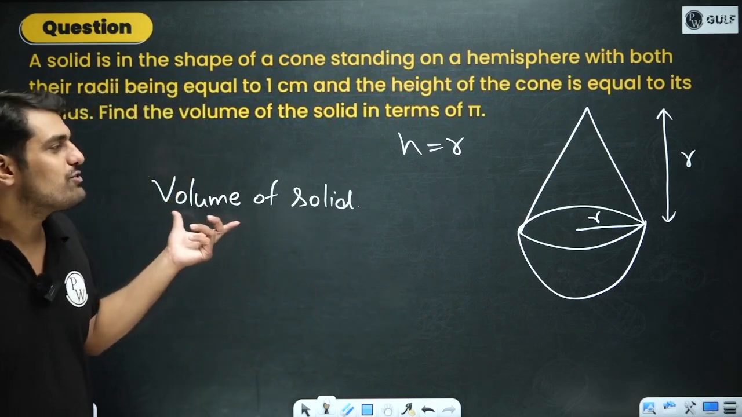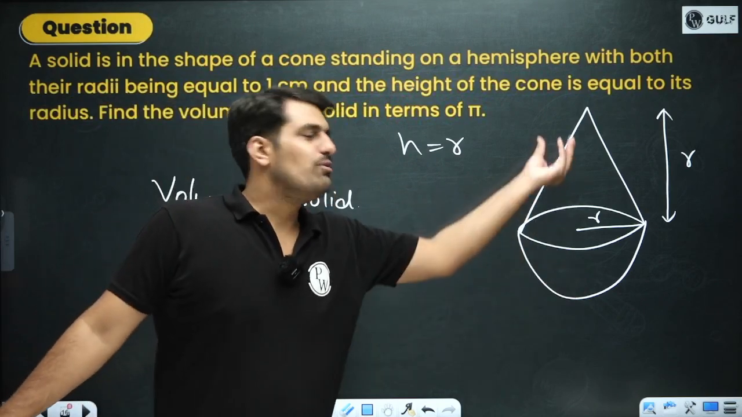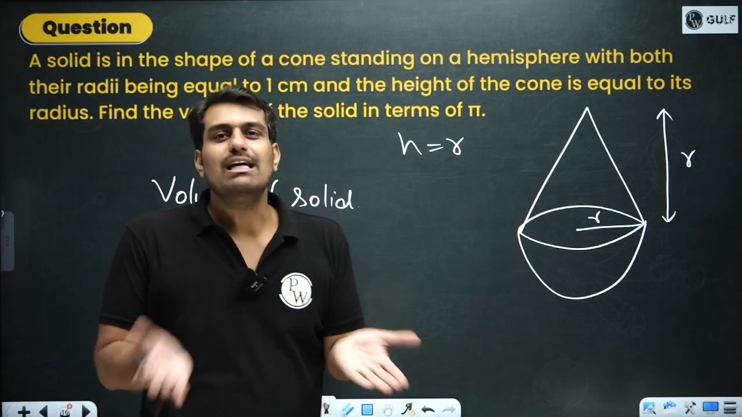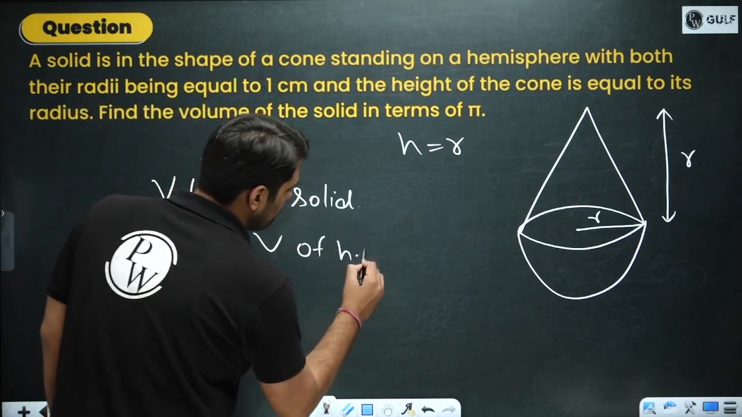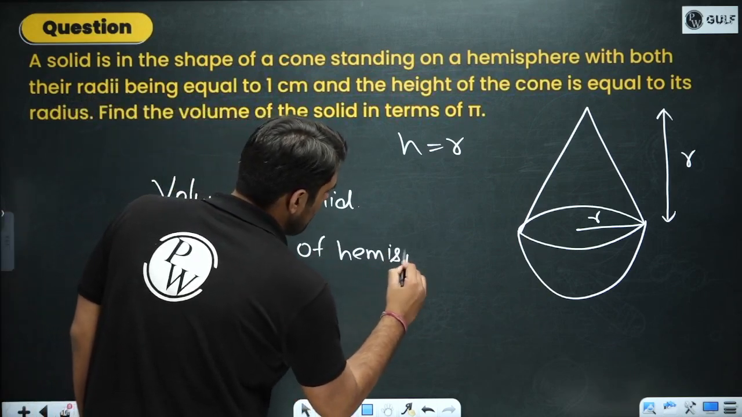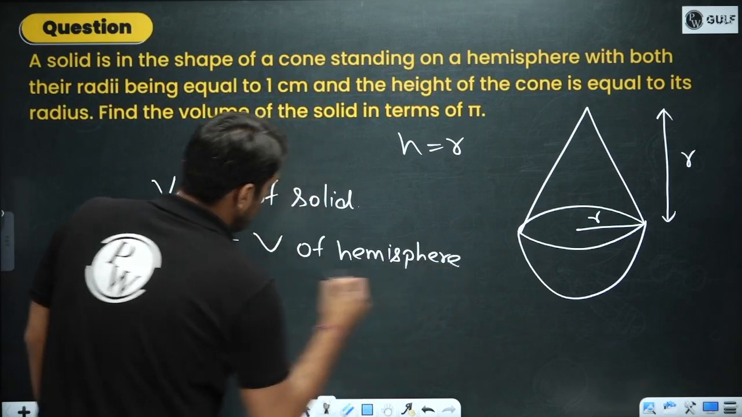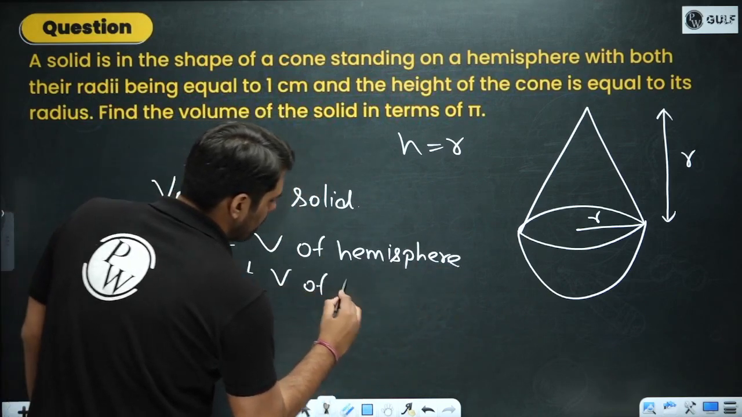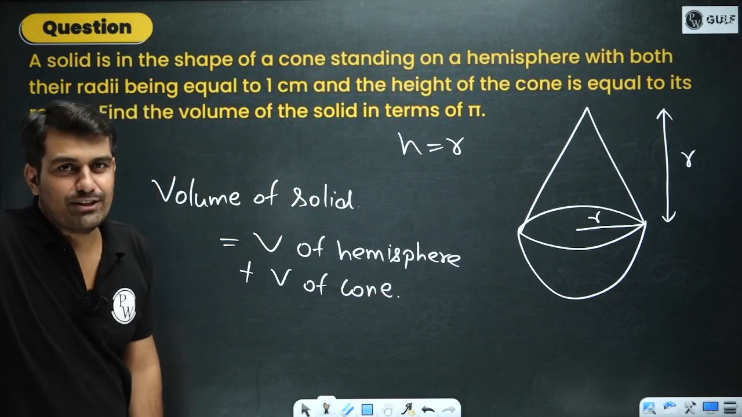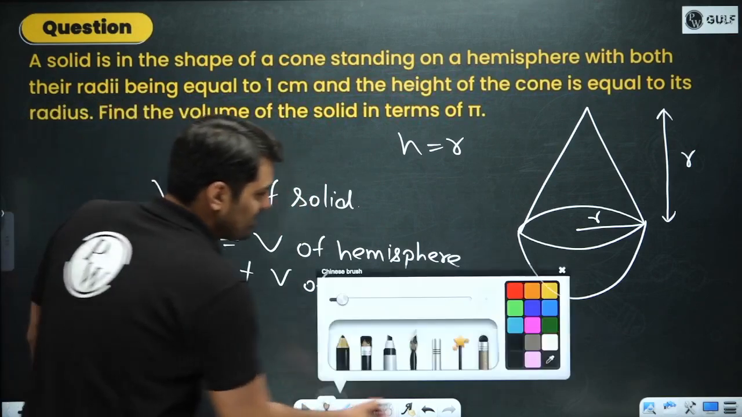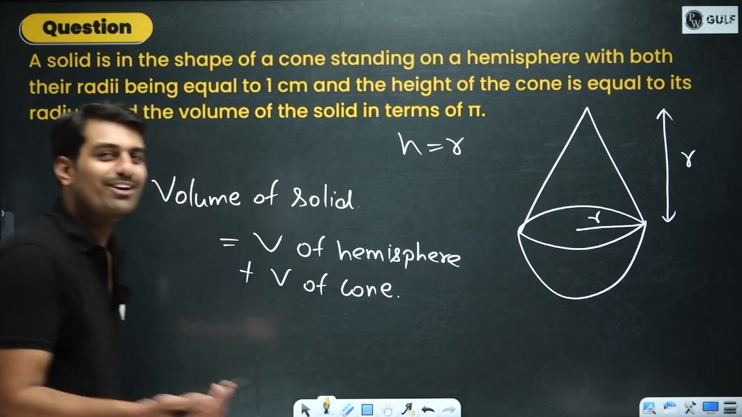Because the volume of the solid is the volume of this hemisphere plus the volume of this cone. So this will be volume of hemisphere plus the volume of cone. If you are too tired, sir, each and every question you are leaving to us, so I'll be solving this for you. It is much more simple because no calculation is involved over here.